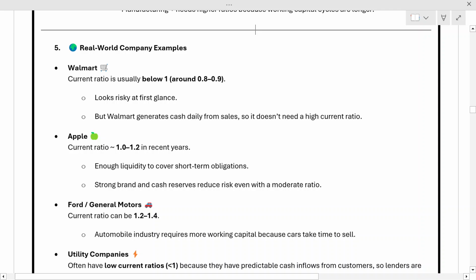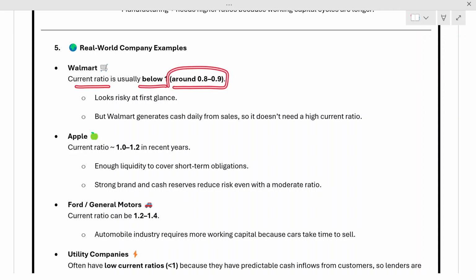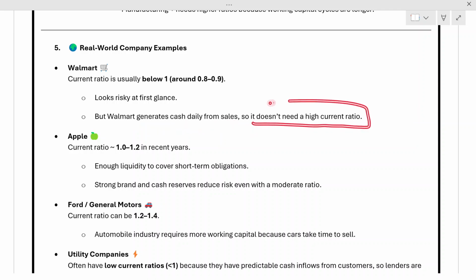Now let's see real-world examples. Generally, in the case of Walmart, the current ratio is below 1, around 0.8 to 0.9. This looks risky at first, but Walmart generates cash daily from its sales, so it doesn't need a high current ratio. Most of its sales are cash sales, not on credit. If sales are not on credit, there won't be many debtors, and without debtors the current ratio will itself be lower. So this is a good sign for Walmart.